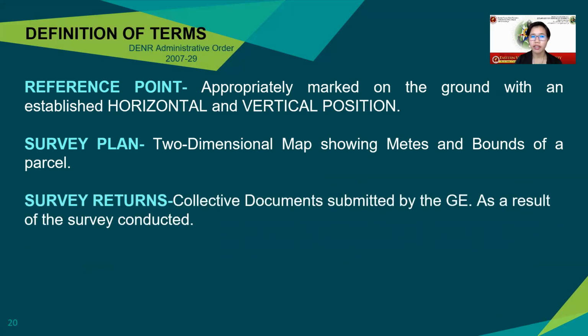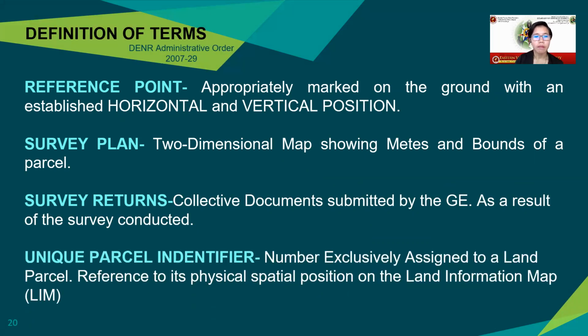Survey returns, this is a collective document submitted by the GE as a result of the survey conducted. So damoy niya nga documents. Unique parcel identifier, yung UPI, these are number exclusively assigned to a land parcel, reference to its physical spatial position of the land information map. So every property has its own UPI.